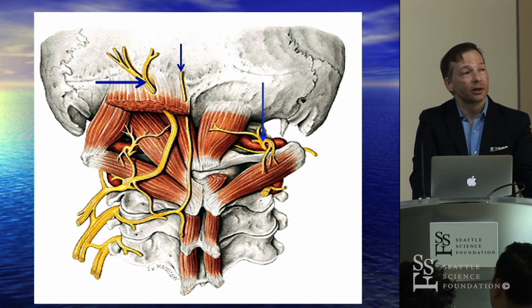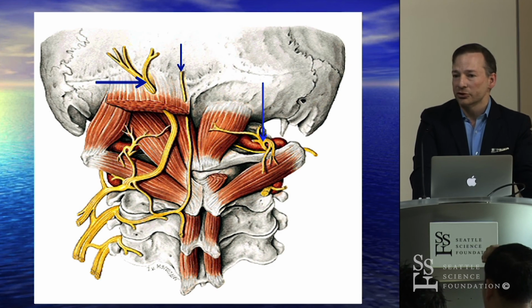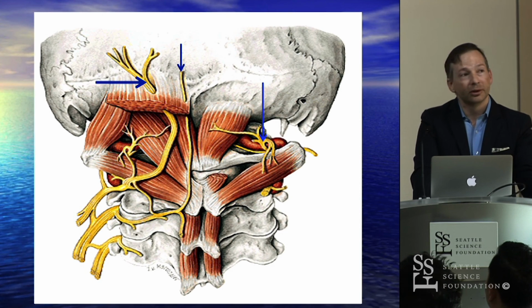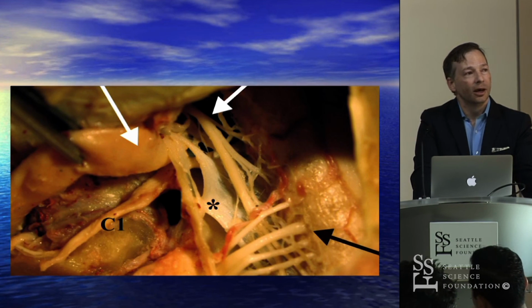So arrows, left arrow, that's the greater occipital nerve, right? Remember, at that point, it's just sensory up to the vertex of the skull. The middle arrow is your third occipital nerve from C3, and then the clinically inconsequential suboccipital nerve from C1.